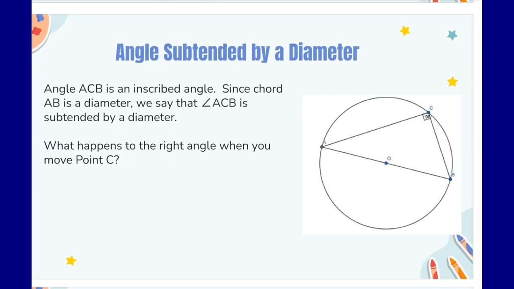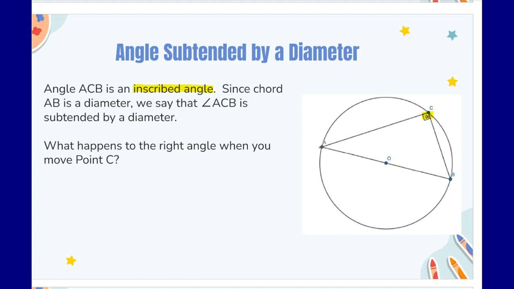The next scenario we're going to look at is when an angle is subtended by a diameter. So, what does that mean? Well, angle ABC is the inscribed angle. So again, this is looking at ACB, our 90-degree angle.